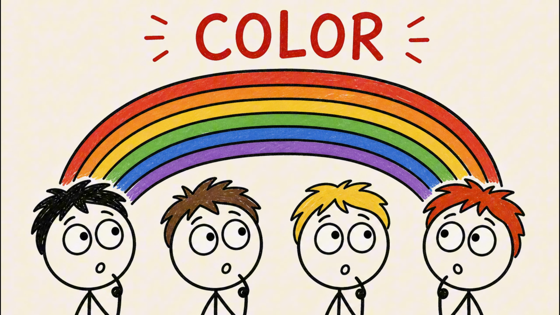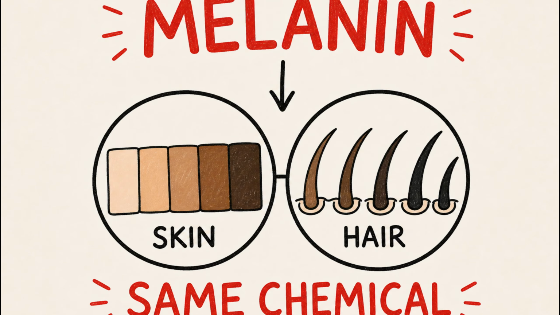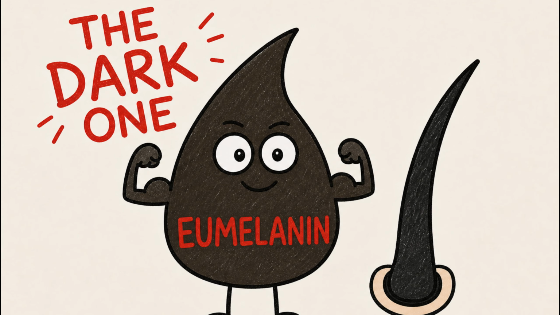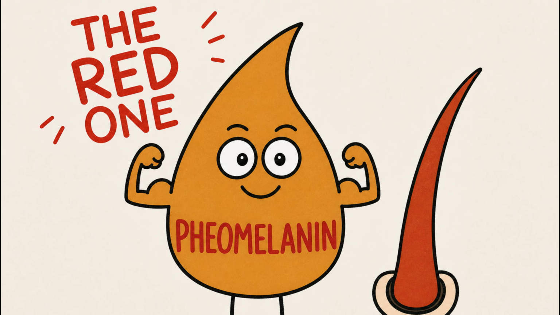Why are some people blonde, some brunette, some redheaded? It all comes down to one thing: melanin. The same chemical that colors your skin. There are 2 types of melanin in hair. Eumelanin, that's the dark stuff. And pheomelanin, the light reddish stuff.